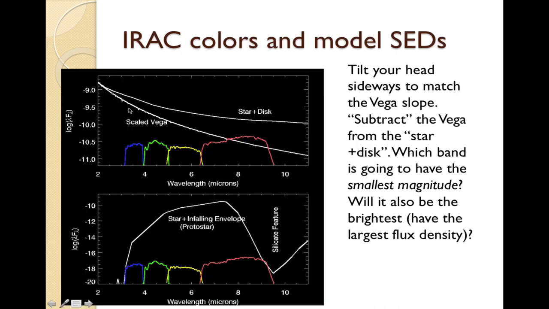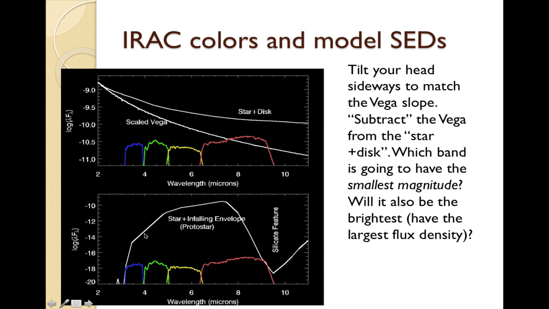So let's go here. Here we have again energy as a function of wavelength, the four IRAC bandpasses, a scaled plain star Vega. So now you understand scaled Vega means what Vega would be if it didn't have a disk. This is these people's model of Vega without a disk. And this is a star plus a disk. And this is a much younger star that has an envelope of dust around it. So there's not very much energy making it out through the envelope, through the cocoon of matter, at the short wavelengths.